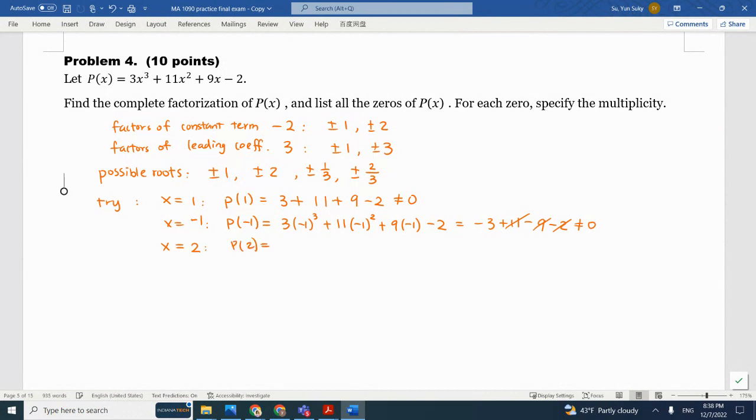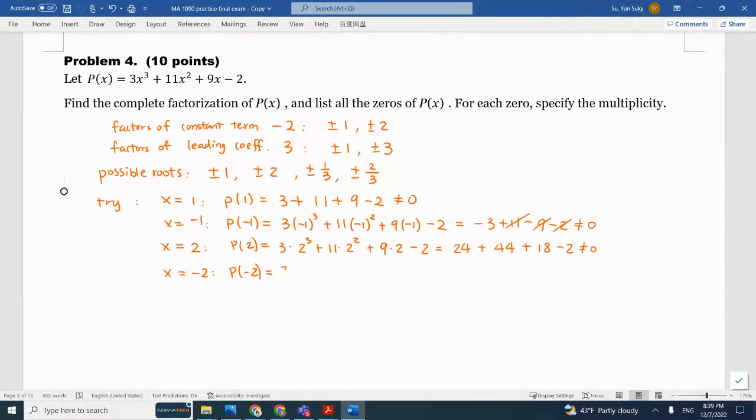So p of 2: 3 times 2 cubed plus 11 times 2 squared plus 9 times 2 minus 2. 2 cubed is 8. 3 times 8 is 24. 2 squared is 4 times 11 is 44. 2 times 9 is 18. And then minus 2. Oh, of course, we have a lot of positive numbers and very small negative number. This is not 0. Okay. Keep going.